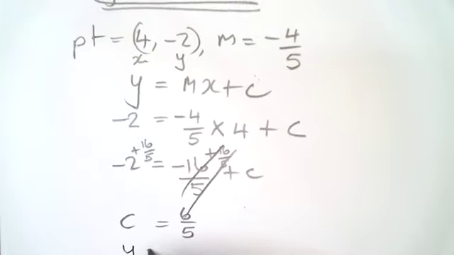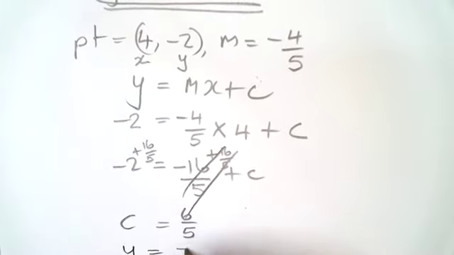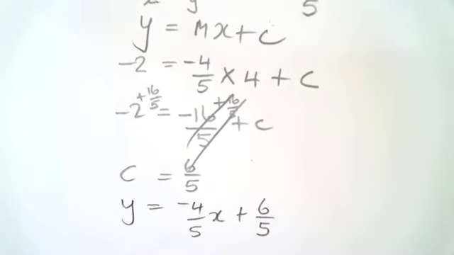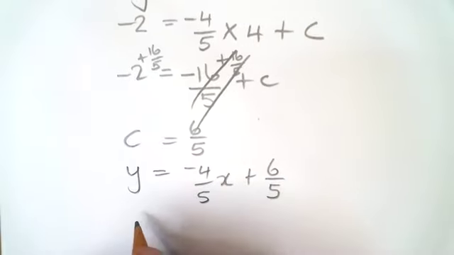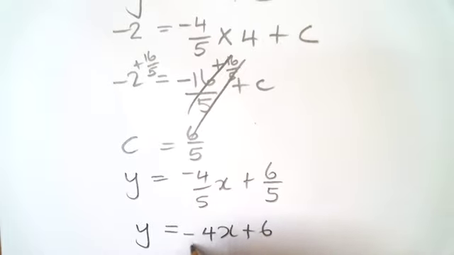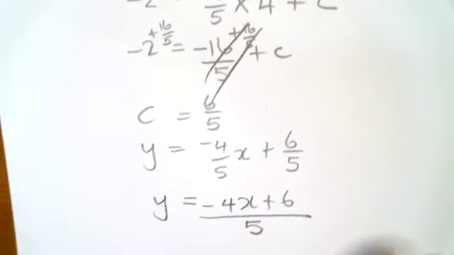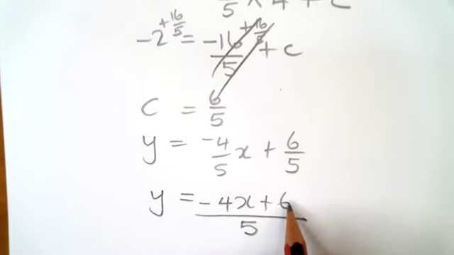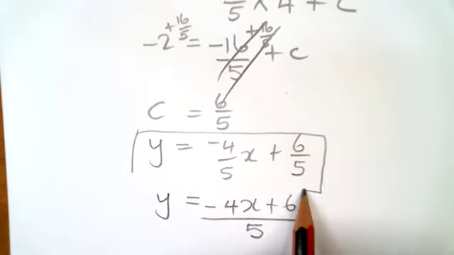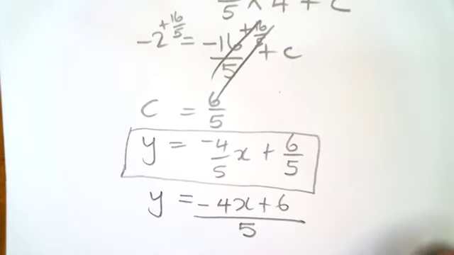So now we can write our whole thing. We know that y is equal to m x plus c. M is negative 4/5, x plus 6/5. Or if you wanted, and I tend not to do this, you could write negative 4x plus 6, all over 5, if you wanted. Or you could swap these two around and get rid of the plus there, and that would work just as well. But I prefer this. We have the gradient intercept form. Or you could write it in the general form if you wished.